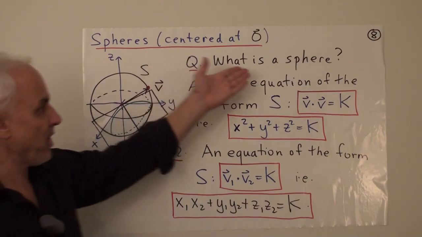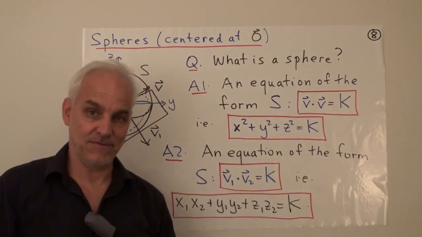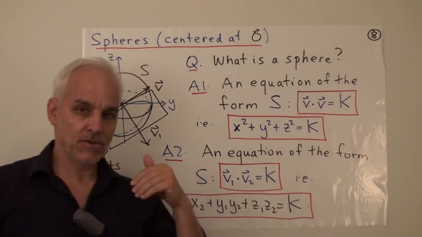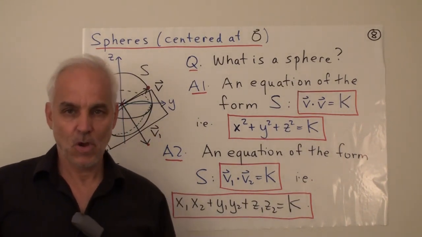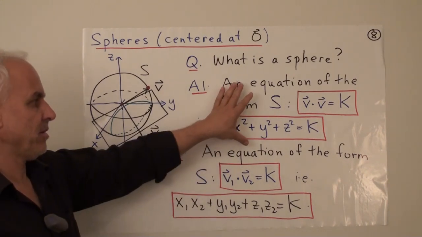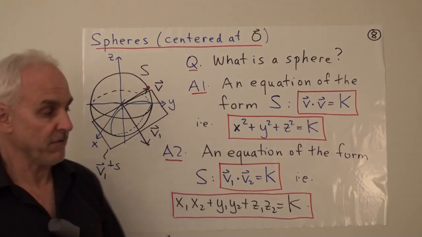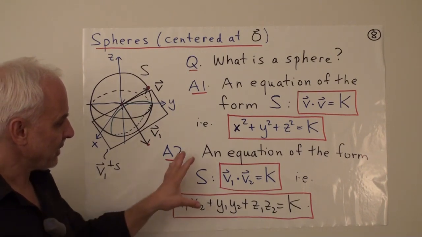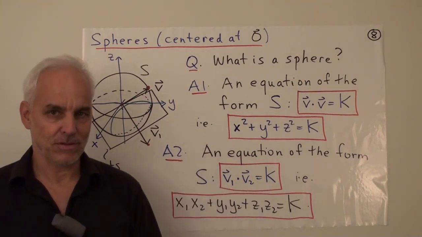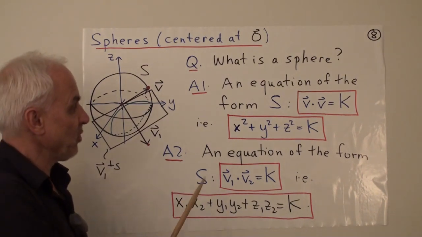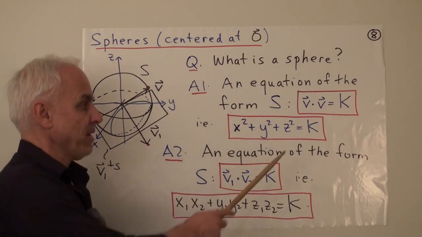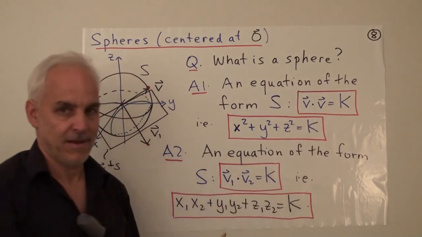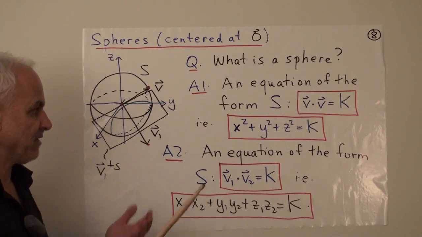And our natural starting question is, what should our definition be of a sphere? And just as in the circle case, I'm going to offer you two possible definitions. One is a somewhat traditional definition, and the other a somewhat more advanced or maybe more modern definition. So our first definition would be that a sphere is an equation of the form, say S, v dot v equals k.